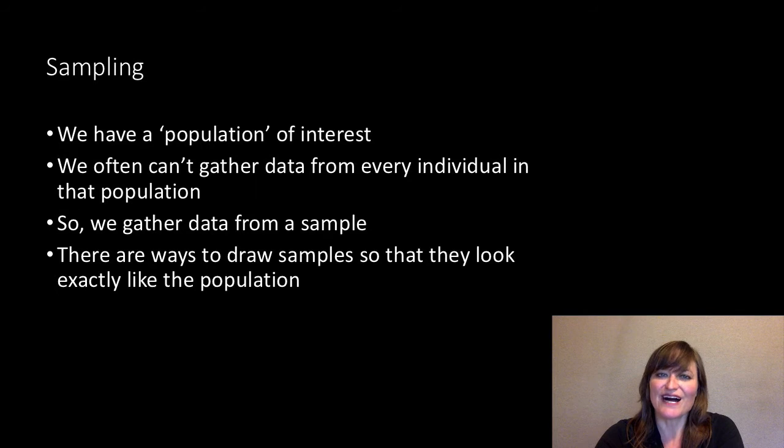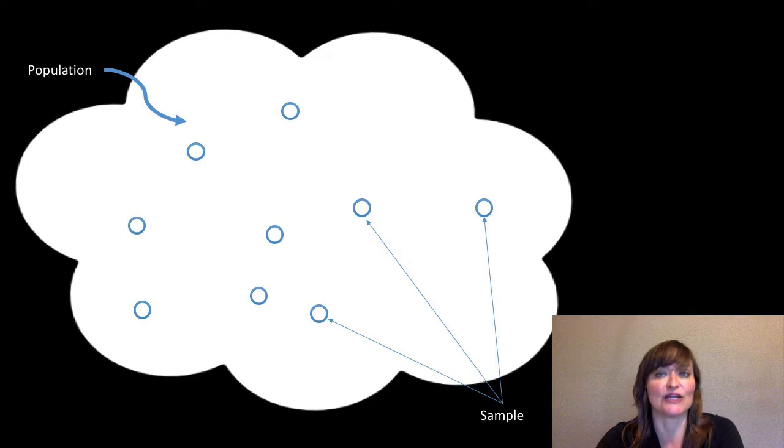We often can't gather data from every individual that we're interested in. There's a large population out there that we're interested in, and we're going to talk to a subset of that population, or gather data from a small group. It is possible to draw a sample that looks just exactly like the population. Sometimes we are able to do that, and sometimes we're simply not able to do that.